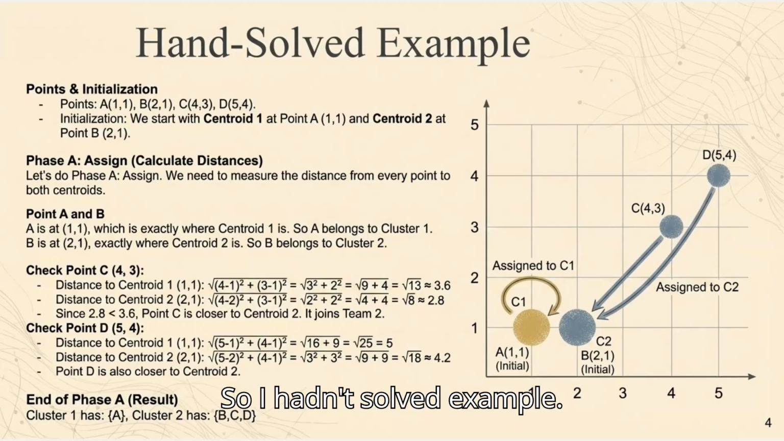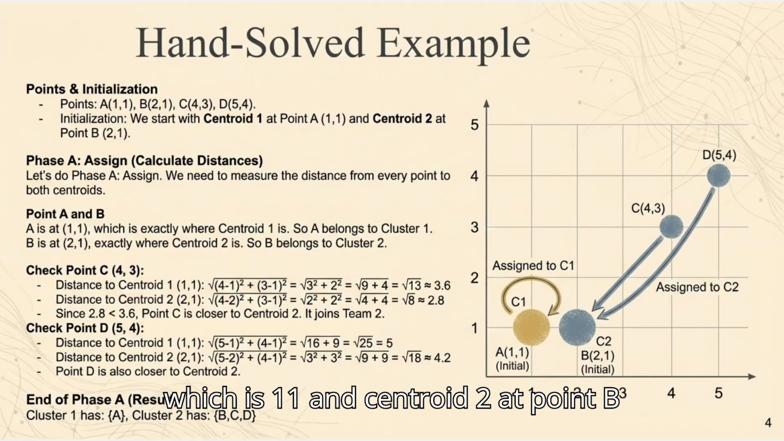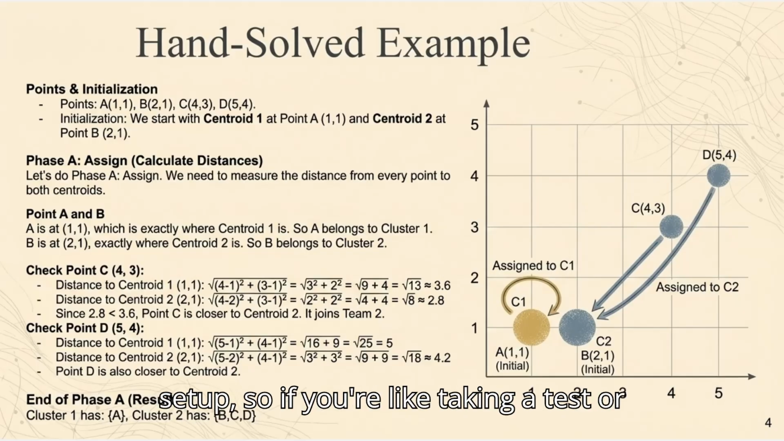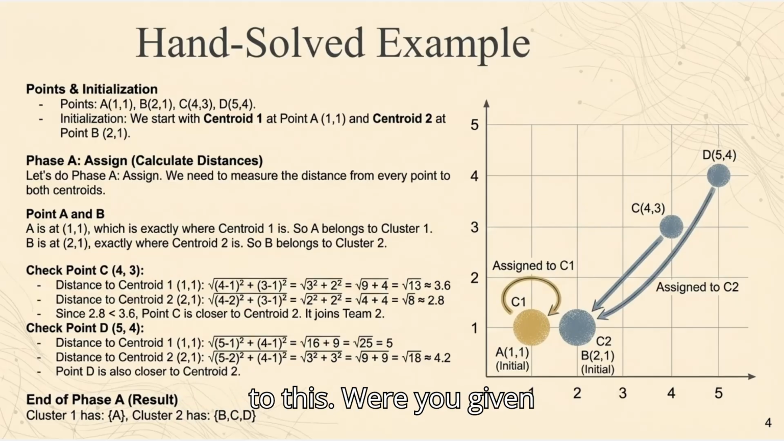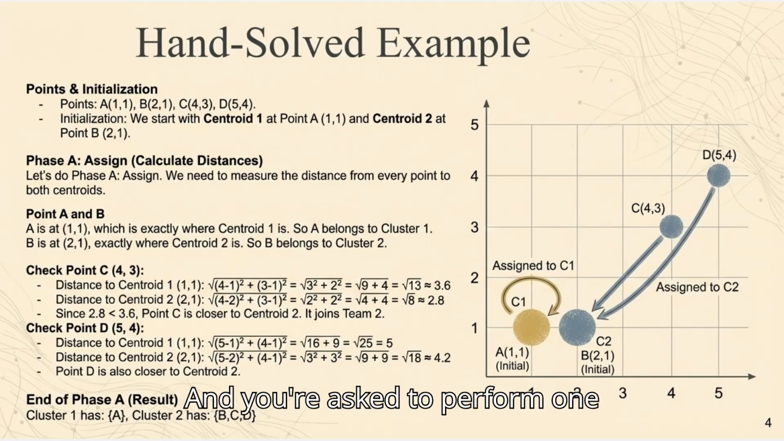So, a hands-on example. Let's see. The setup: we have points A, which is (1, 1), as in x=1, y=1, B (2, 1), C (4, 3), and D (5, 4). We are told centroid 1 is at point A, which is (1, 1), and centroid 2 is at point B, which is (2, 1). This is a classic exam setup. If you're taking a test or a quiz, you might see a problem similar to this, where you're given the points and the initial centroids, and you're asked to perform one iteration.